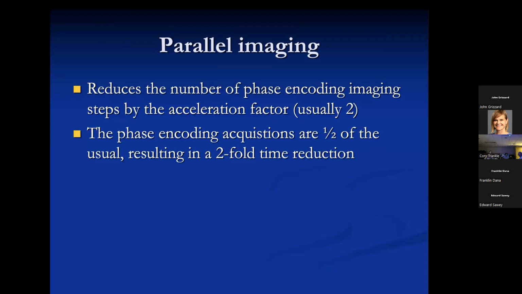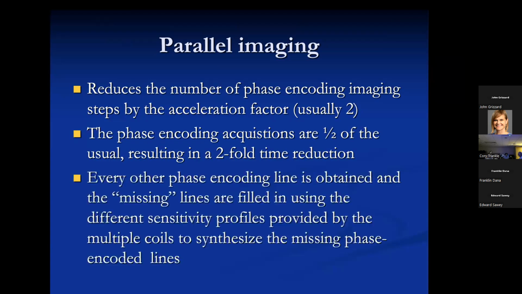If you do a phase encoding IPAT factor of 2, you get a not quite twofold time reduction, because you're only getting half as many phase encoding steps as usual, right? Every other phase encoded line is obtained and every other line is missing, but they're filled in using the different sensitivity profiles provided by the multiple coils to synthesize the missing phase encoded lines.